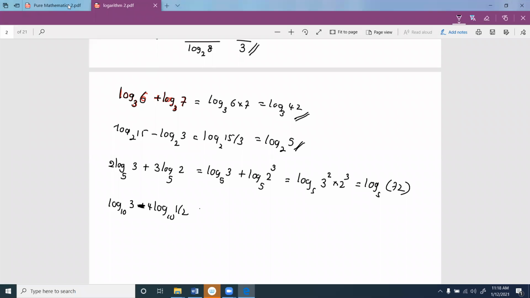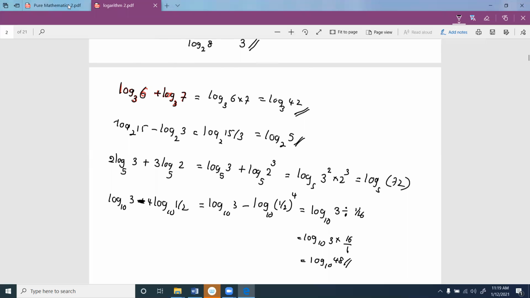So initially, what you can get here is I can take this 4 in. So now log 10 3 minus log 10, you can write half to the power 4. Then this turns into log 10 3, minus means division, divided by half to the power 4. Half to the power 4 is 1 over 16. So this turns into log 10 3 into 16 over 1. Then this turns into log 10 48, which is the final answer. That's a way of getting this kind of an answer.